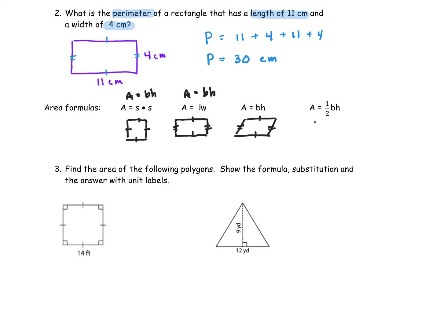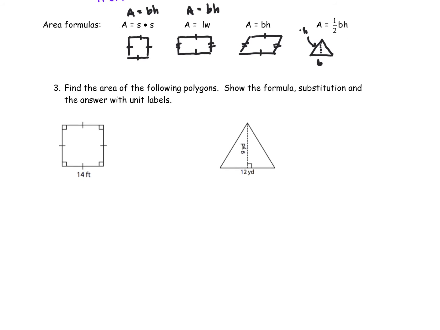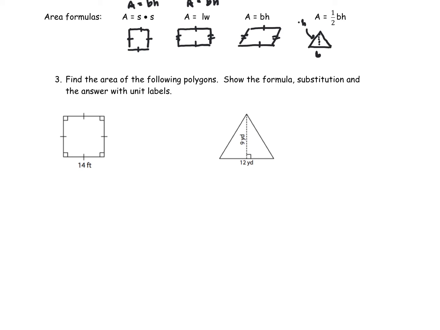And then finally, a triangle is 1/2 of a parallelogram. And so we need the base and we need the height, but we just need half of it. And again, it's 2-dimensional. We're multiplying and we're trying to find how many square units are inside. Perimeter's about the outside, area's about the inside, how many square units.